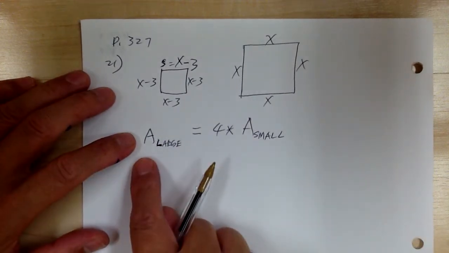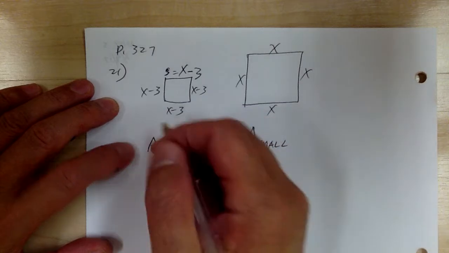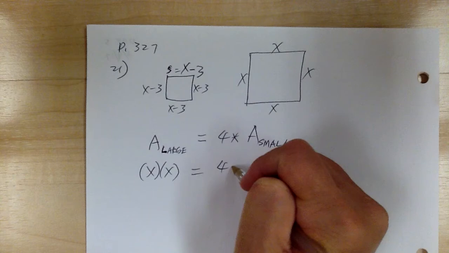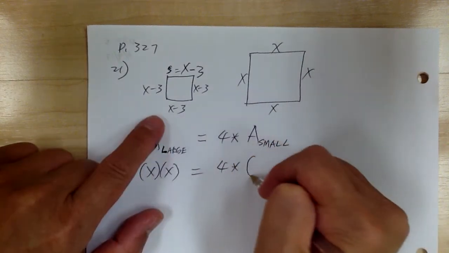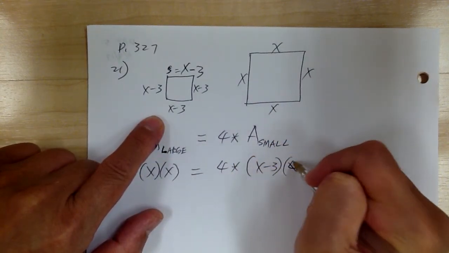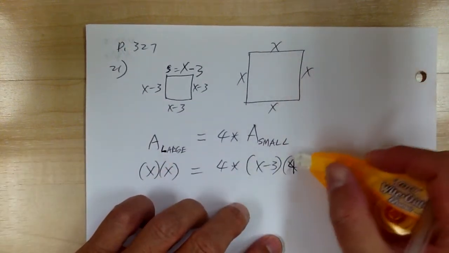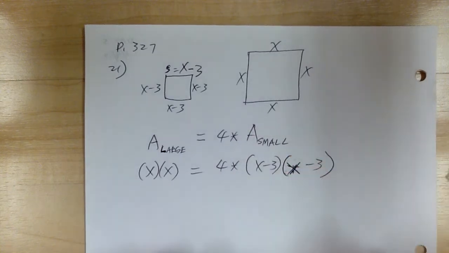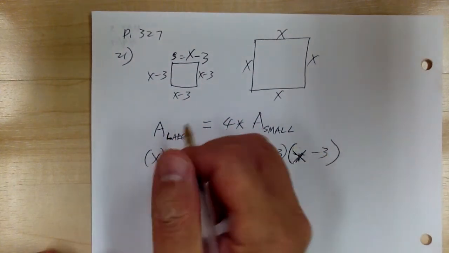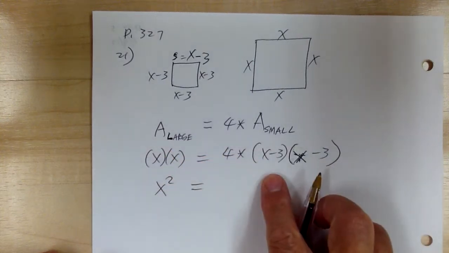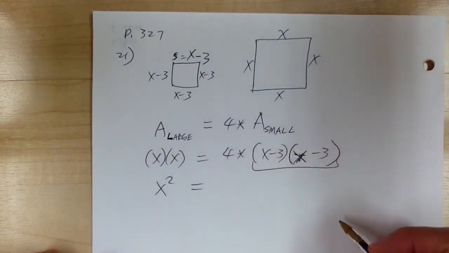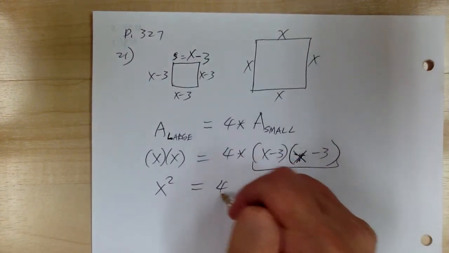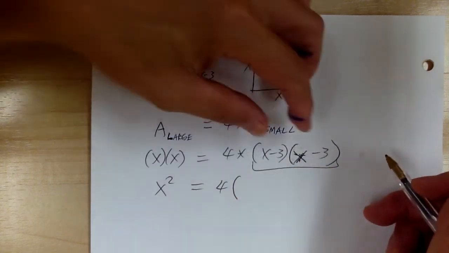Okay, so again, the area of a square is side times side. So the area of the large square is going to be x times x. Okay, and this one is going to be 4 times the small. The area of the small is x minus 3 times x minus 3. So that's going to multiply out. So this will give you x squared. Now this one, when you multiply, you want to multiply this first. Okay, go off to the side. Or you can remember this is the reverse of the product. So again, you're going to get x squared.